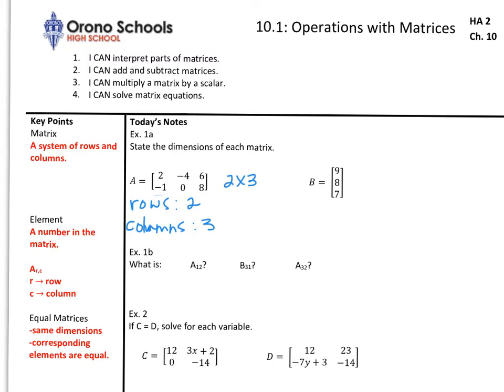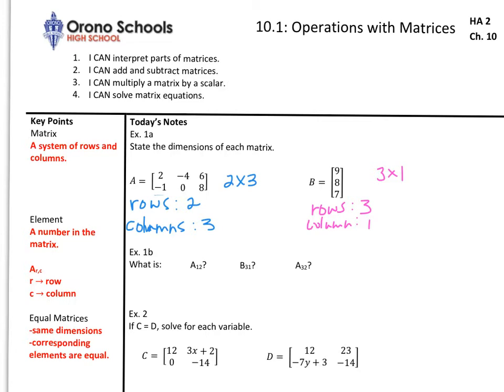Matrix B over here on the right has 9, 8, 7. But if we take a look at the number of rows, there are 1, 2, 3 rows going from top to bottom. And there's only one column. So this would be defined as a 3 by 1 matrix.